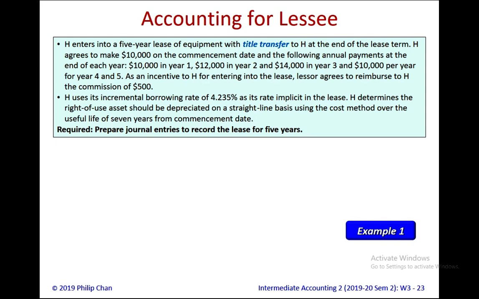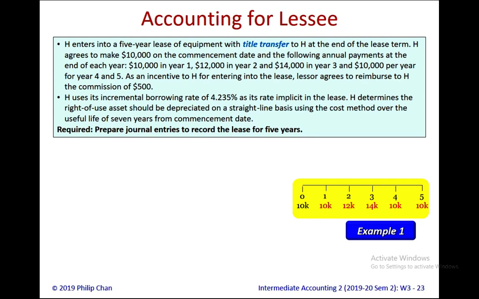Requirement: prepare journal entries to record the lease for 5 years. H enters into a 5-year lease of equipment with title transfer to H at the end of the lease term. That means at the end of 5 years, the ownership of the asset will be transferred to H. H agrees to make a payment of 10,000 on the commencement day and the following annual payments at the end of each year: 10,000 in year 1, 12,000 in year 2, 14,000 in year 3, and 10,000 in years 4 and 5 respectively.